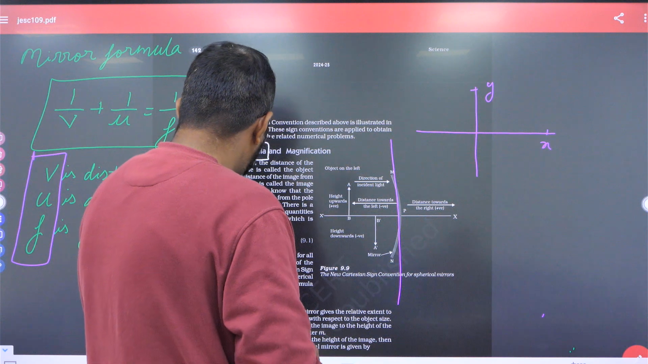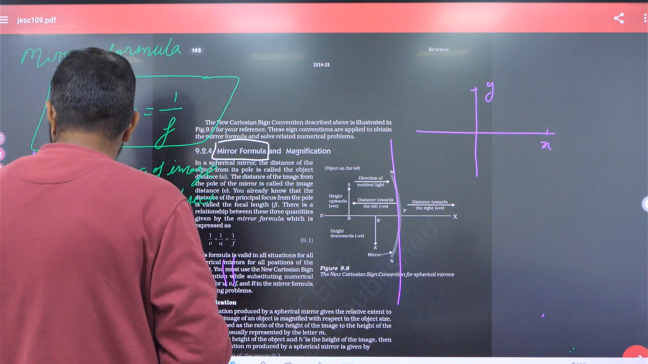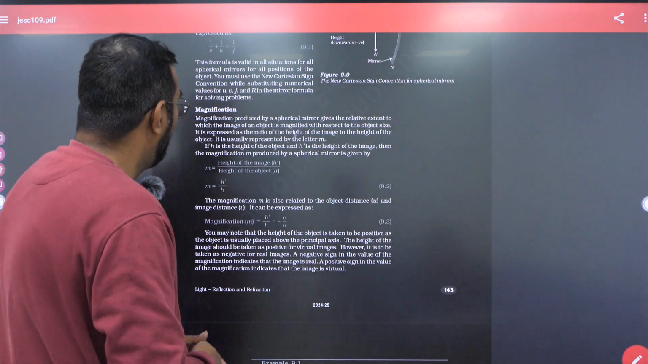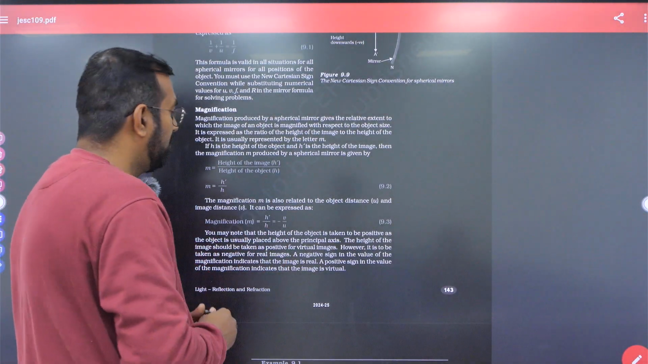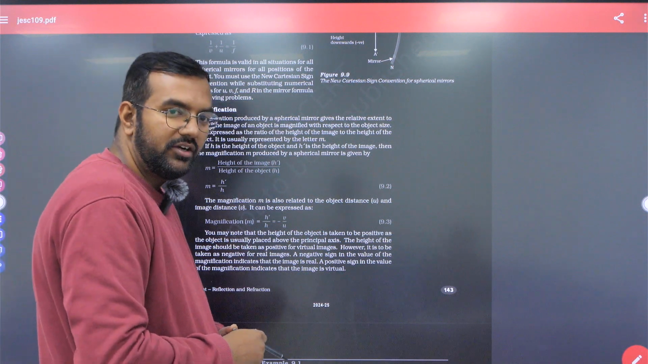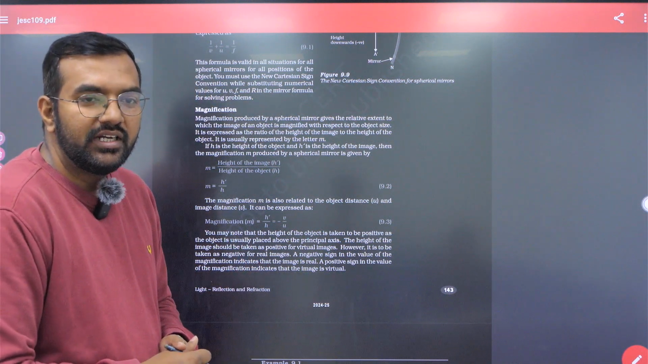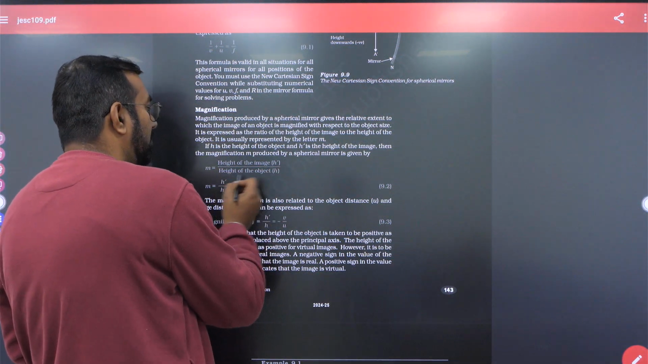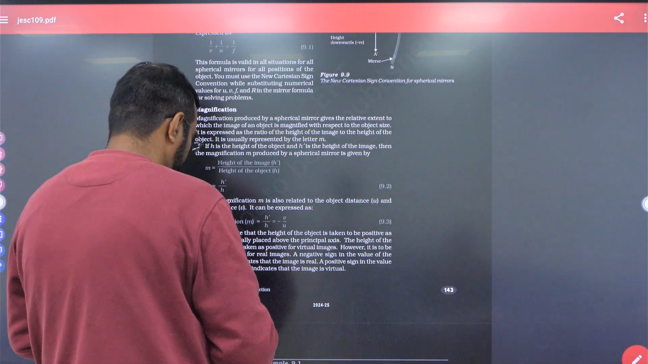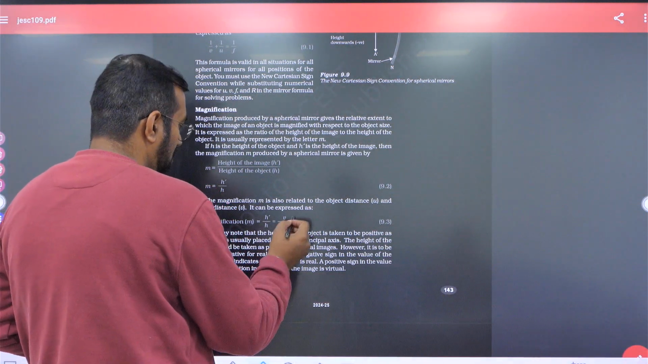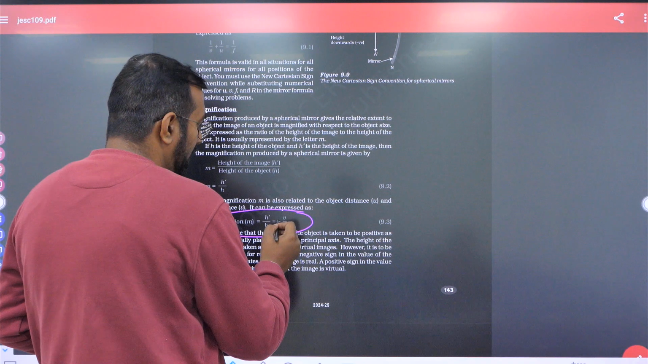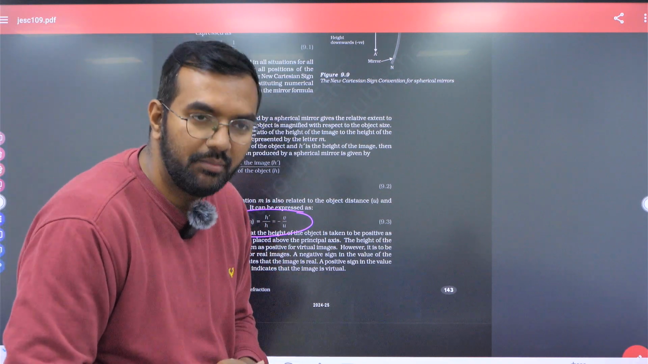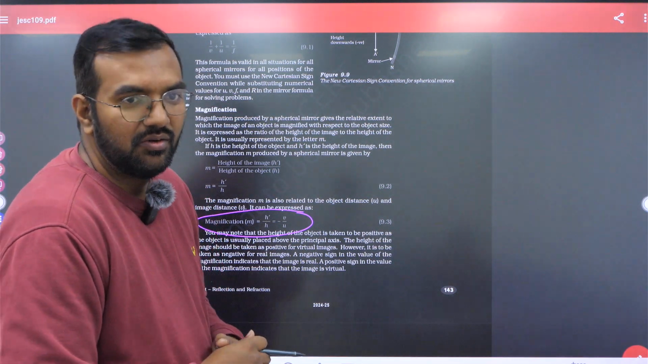Here is the magnification. You know what is magnification? When you divide the height of the image by the height of the object, you will get magnification. Okay, that is height of the image divided by height of the object. You can also write it like this: minus v by u also gives you magnification.